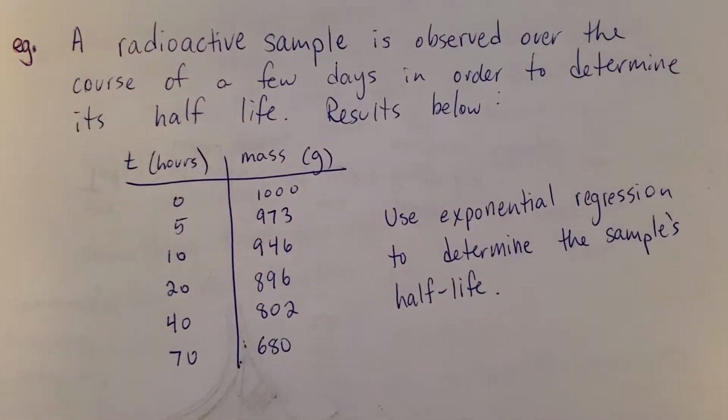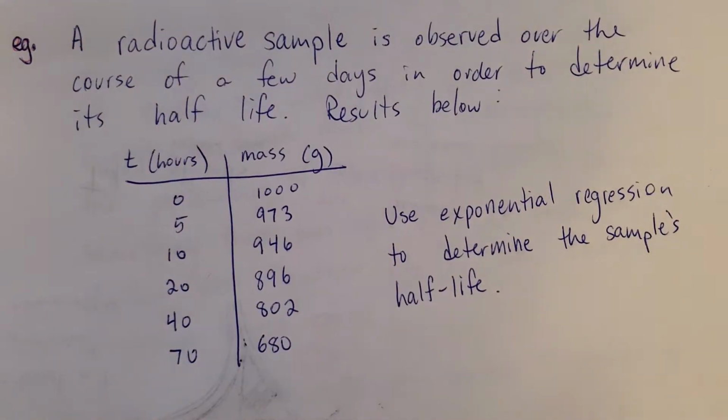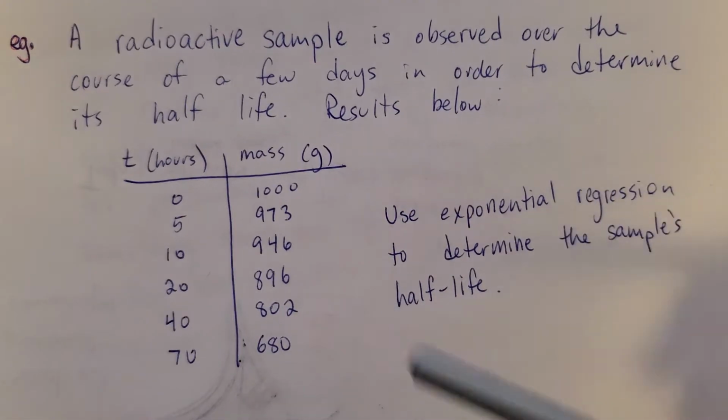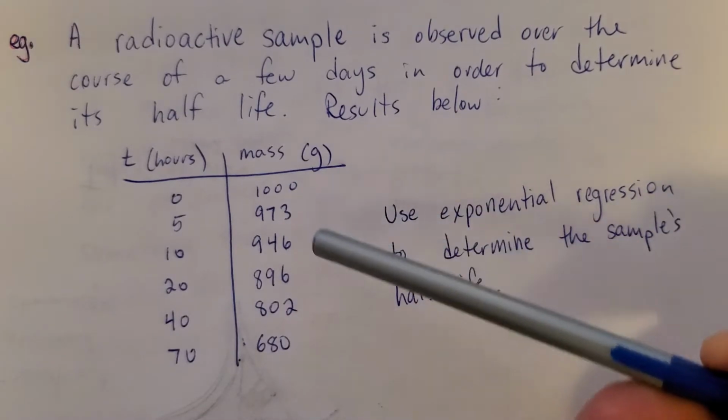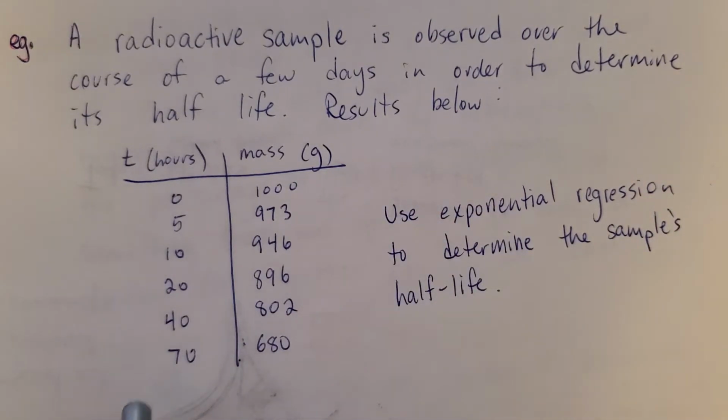Okay, we're going to do an example with regression. I think this is an interesting question here. We're saying that a radioactive sample is observed for a few days in order to determine its half-life. Okay, so I've got a table here with the results. It starts at 1,000 grams, 1 kilogram, and then it's decaying, number of hours on the left.